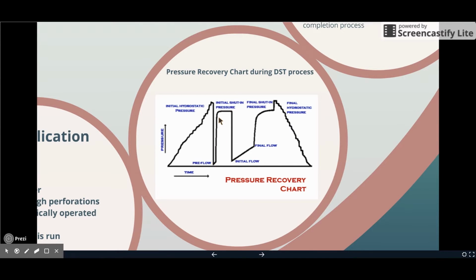Now moving on to the end of the first shut-in period. At this point, the shut-in valve is closed, and you can see that it is clearly written in the pressure recovery chart as the initial shut-in pressure.